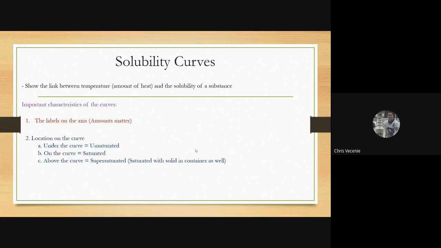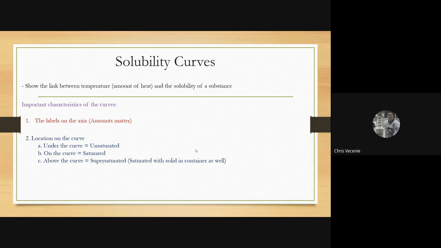when I look at a set of data, where does that put me on the curve? Am I underneath where the curve goes? Am I touching the curve? Or have I fallen above the curve? Because those locations tell me what type of solution I have. If I'm under the curve, I'm an unsaturated solution. It means I can dissolve more solid.